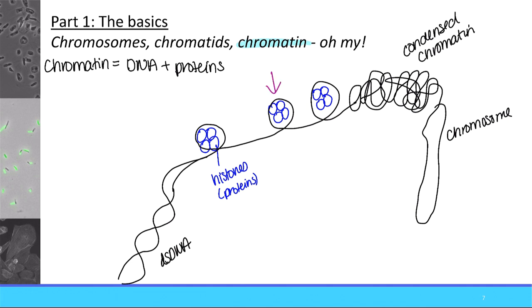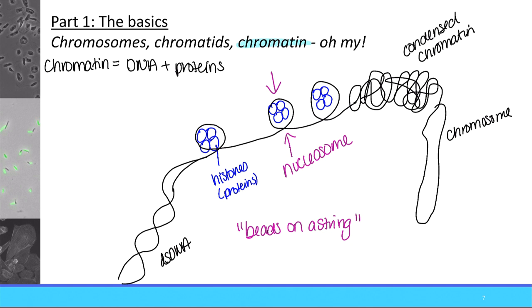When we have DNA that is wrapped around histones, we call this a nucleosome. Oftentimes people refer to DNA wrapped around histones as beads on a string. And so a chromosome is just made up of chromatin, and that is just DNA plus proteins.